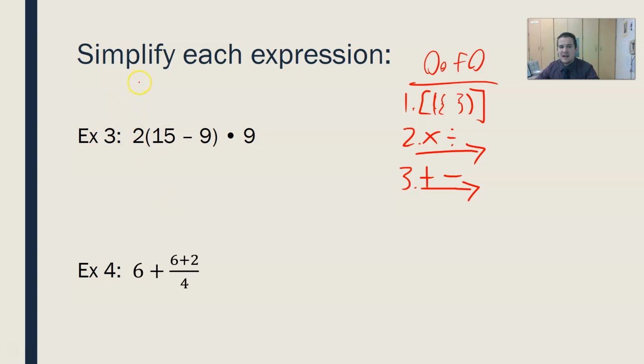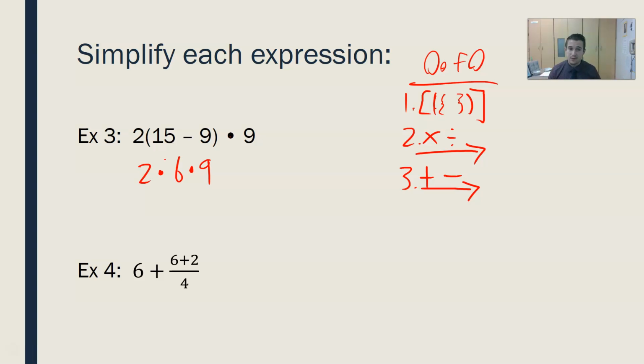Well, do I have any grouping symbols? Yes, I do. I have these parentheses right here. So I better do what's inside those parentheses first. 15 minus 9 is 6. So I have 2 times 6 times 9. See that? This 2 on the outside of the parentheses, once I simplify the parentheses, it's really just multiplying.